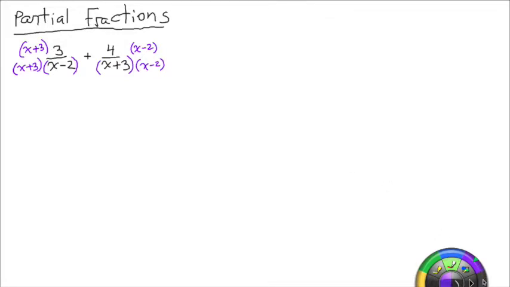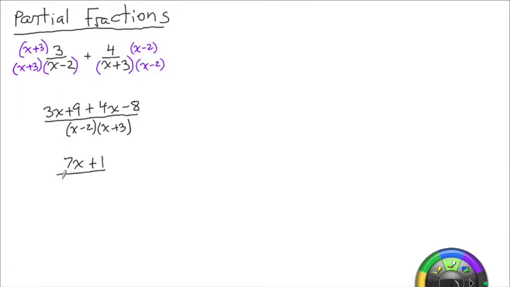So after you've done this, our expression then becomes, after distributing, 3x plus 9 plus 4x minus 8 all over the common denominator of x minus 2 and x plus 3. And then combining like terms, you get 7x plus 1 over x minus 2 and x plus 3. Now that's the direction we're used to going. Adding two fractions together, coming up with one term rather than two separate terms.